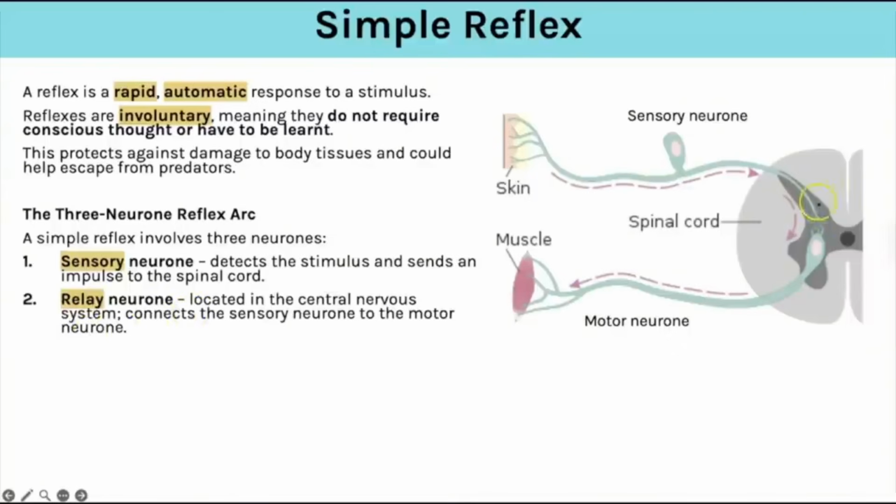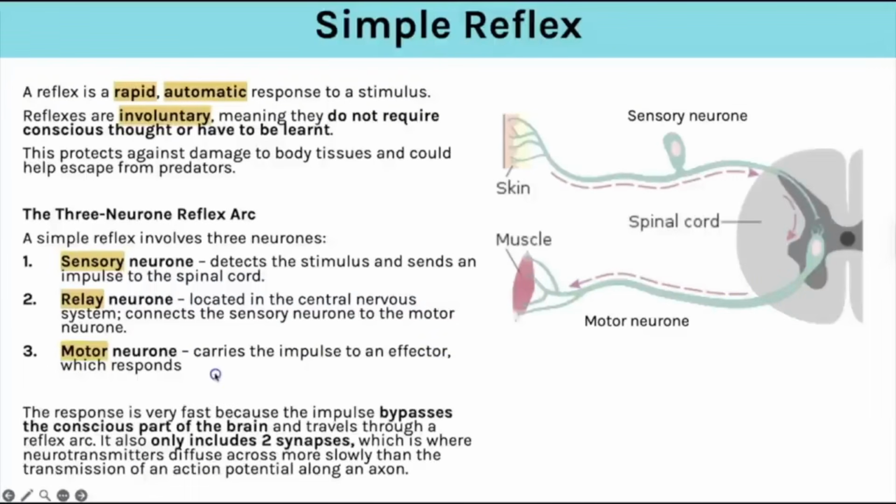The relay neuron is going to be located in the central nervous system, which will be the spinal cord for a reflex. And then the motor neuron that carries the impulse to an effector to carry out the response. And the response in terms of a reflex reaction is very fast because the impulse bypasses the conscious part of the brain and it travels through the reflex arc.